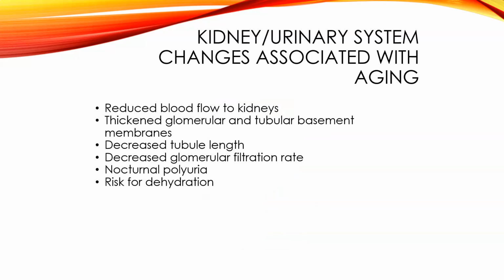We are going to be taking a look at the changes in both the kidneys and the urinary systems that are a result of aging. Remember, with this semester being about chronic disease, sometimes we are dealing with an older population. And because of that older population, we need to know what is normal for the aging process and what can be because of disease.